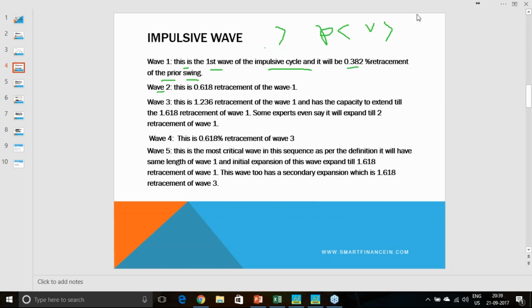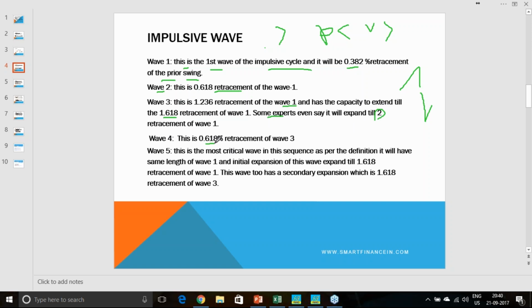Wave 2 is 0.618 of wave 1, in the opposite direction. It is the retracement of wave 1. If wave 1 is rising, wave 2 should be falling. If wave 1 is a falling wave, wave 2 will be rising. And it also has an expansion, 0.618 to 0.786. Wave 3 is 1.236 of wave 1. It extends to the faster degree extension of 1.618, and it also extends by a 2% retracement of wave 1 in the second degree expansion. So this is also there.